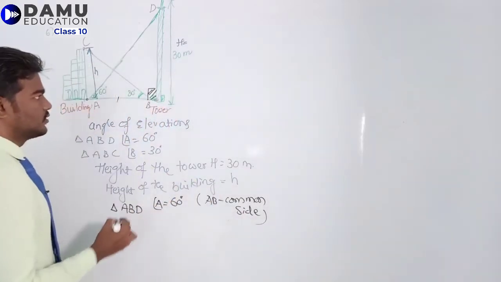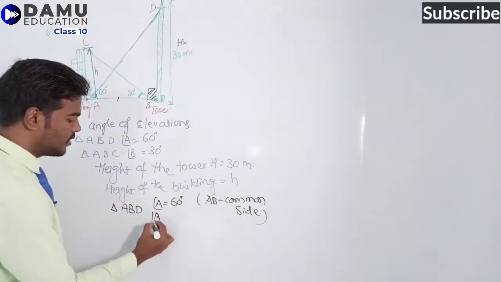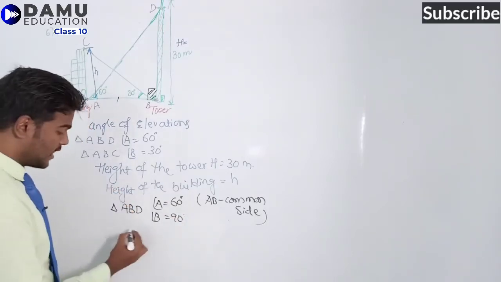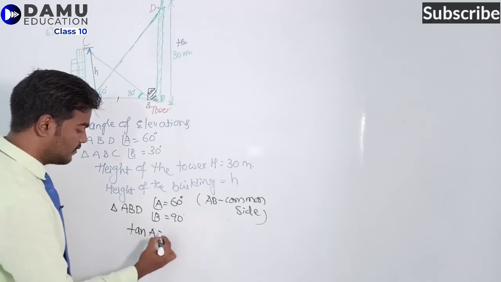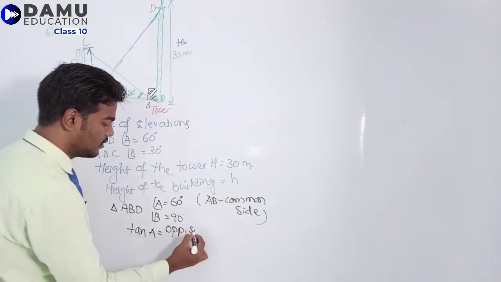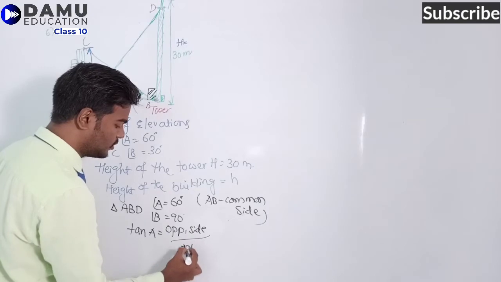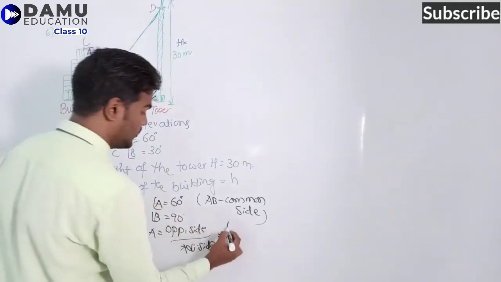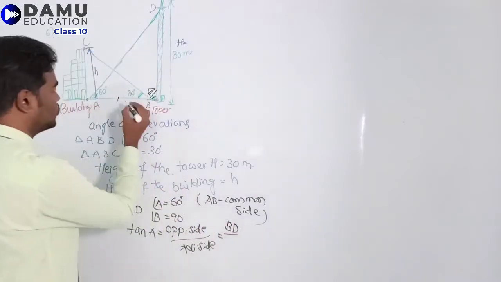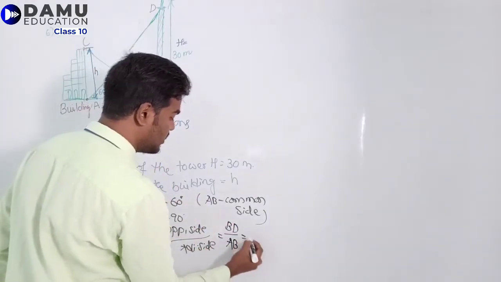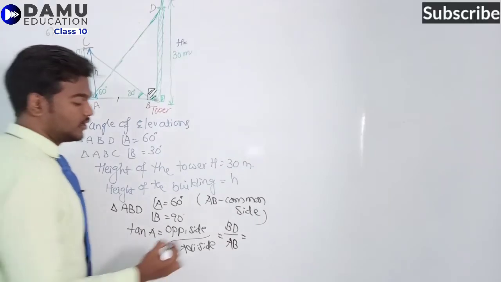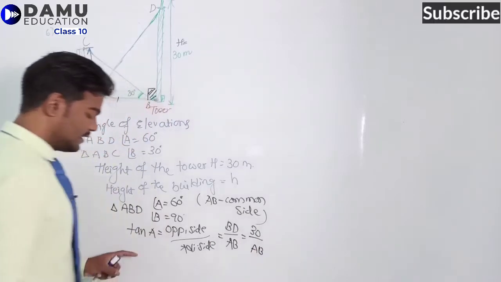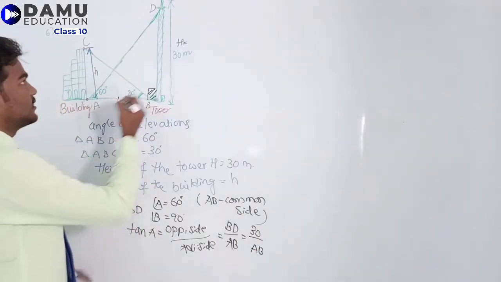So angle A is equal to 60 degrees, then angle B is equal to 90 degrees. Then what is the opposite side? Let's take tan A. Tan A is equal to opposite side by adjacent side. The opposite side is BD, and the adjacent side is AB. BD is 30. Then what is AB? We don't know. Tan A is tan 60 degrees.